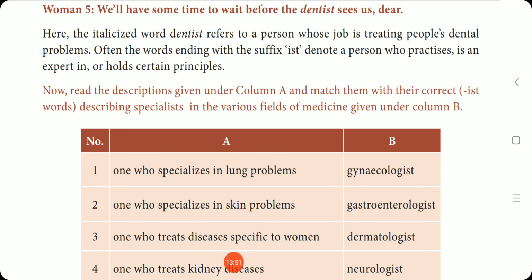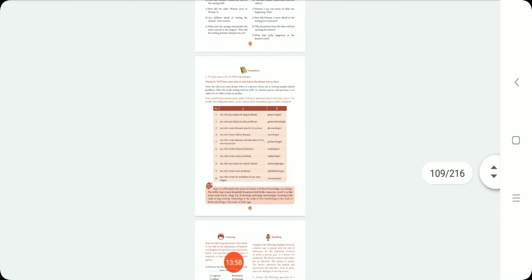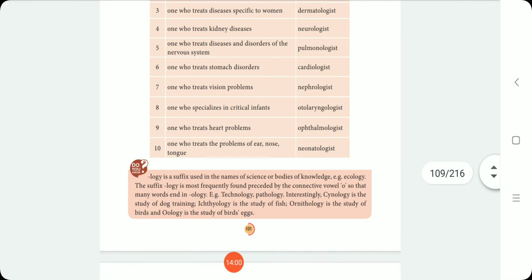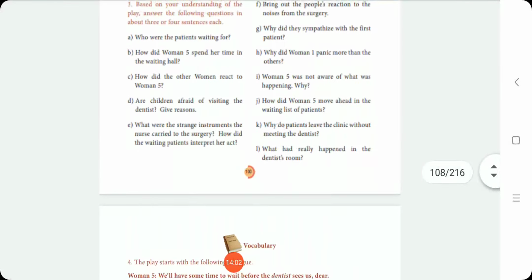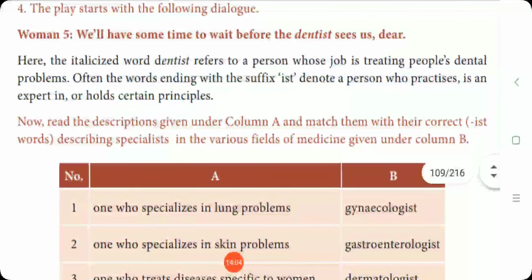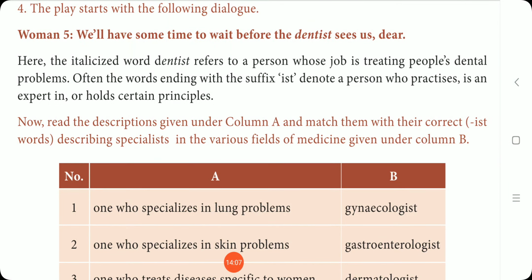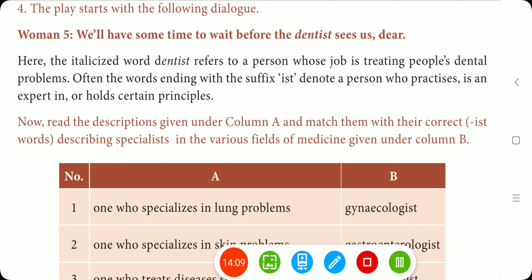And see here, this is the poem in your book, page number 101. That is our supplementary. Back to your supplementary, the first patient. They have given a dialogue of women 5 here.